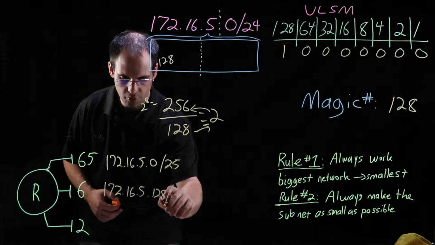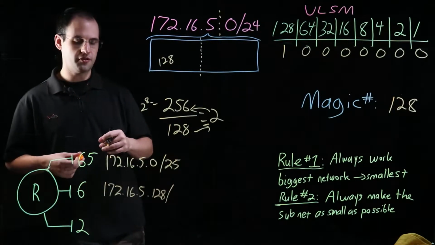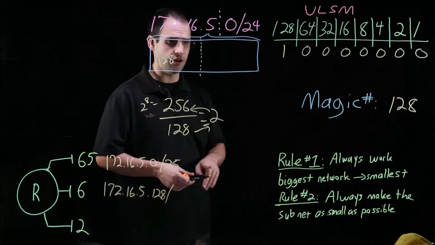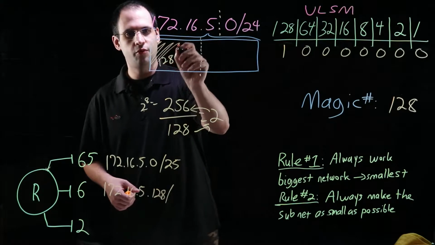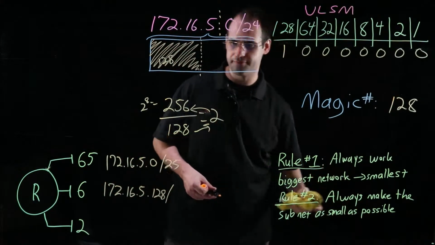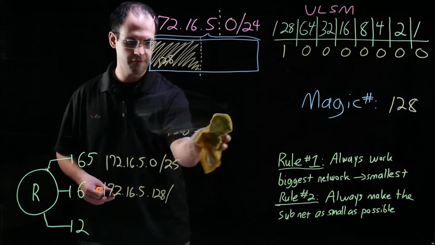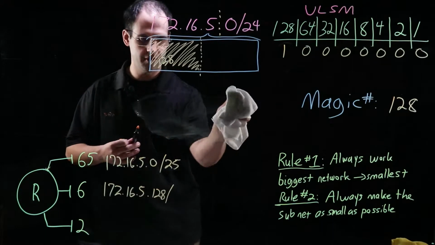So that tells me that my next network down here is 172.16.5.128. Now, I don't know at this point what the slash notation is just yet. I do have to go and figure that out, but I do know where the network will start at the very least. And of course, remember at this point we've used this first space up, it's all used up for that first network. It's in use now, I can't make use of it.